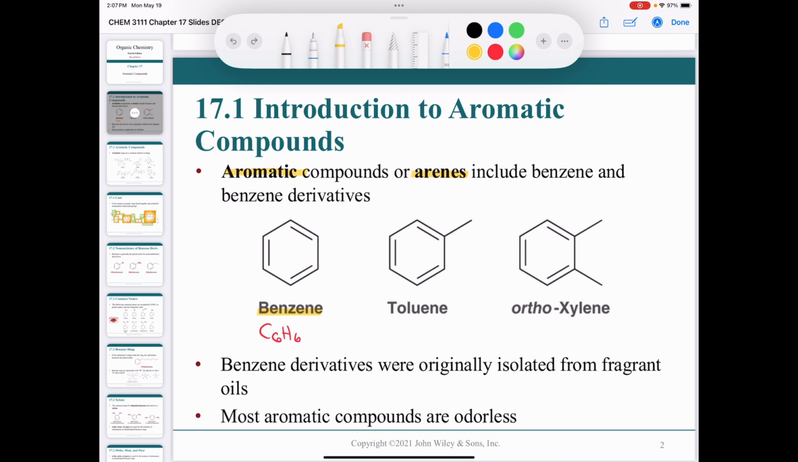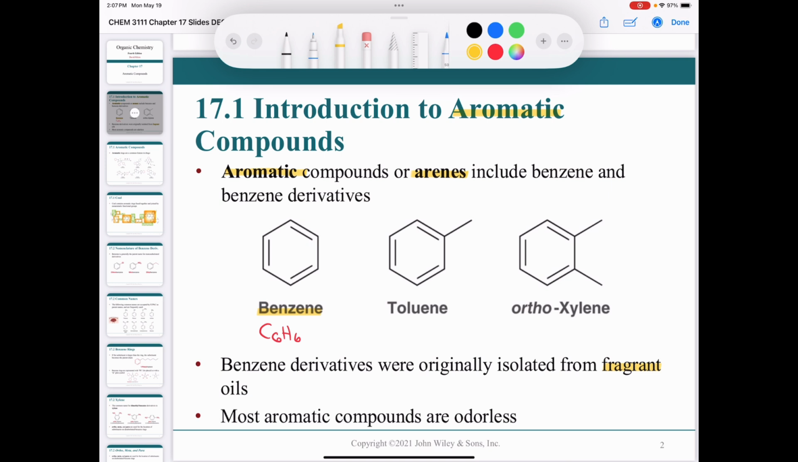But anyhow, the first benzene derivatives were isolated from fragrant balsams and oils that came from trees and plants. And so since they were fragrant, you can see that's where the word aromatic comes from. However, now many more aromatic compounds have been discovered since then, and many of them are in fact odorless, and some of them don't smell good at all.